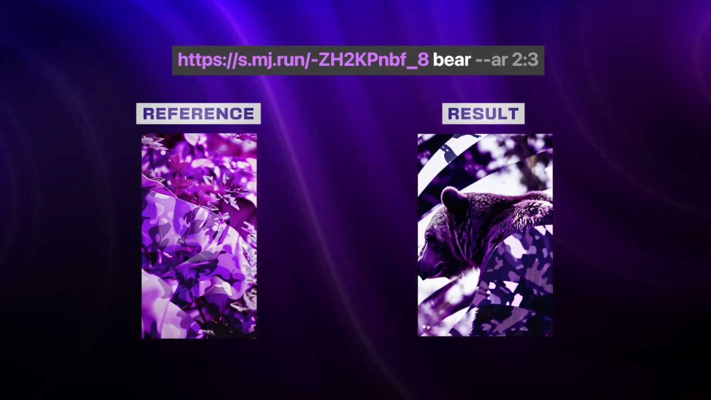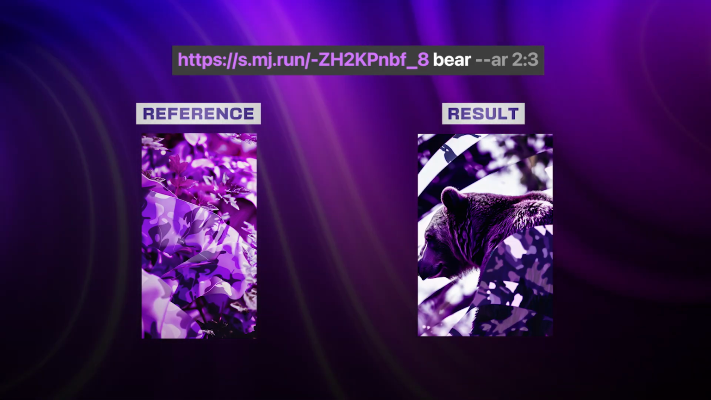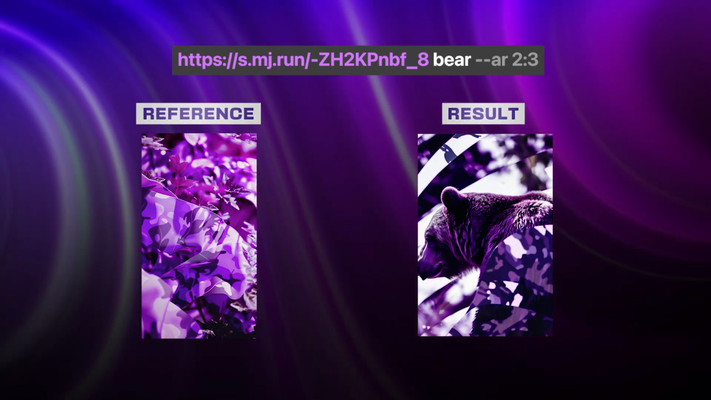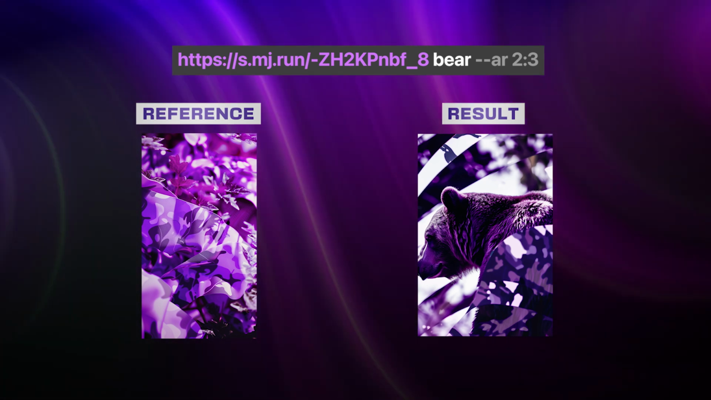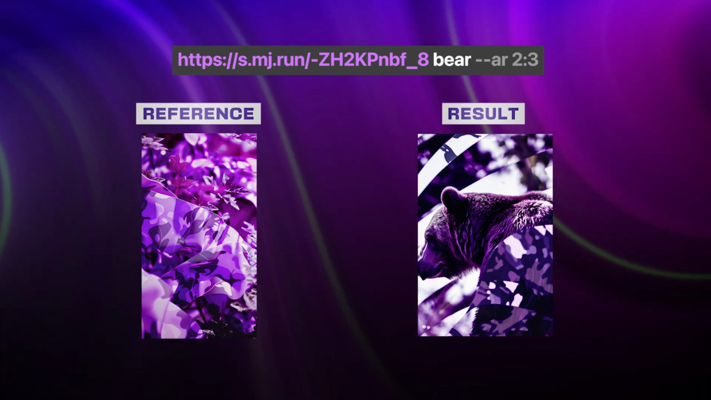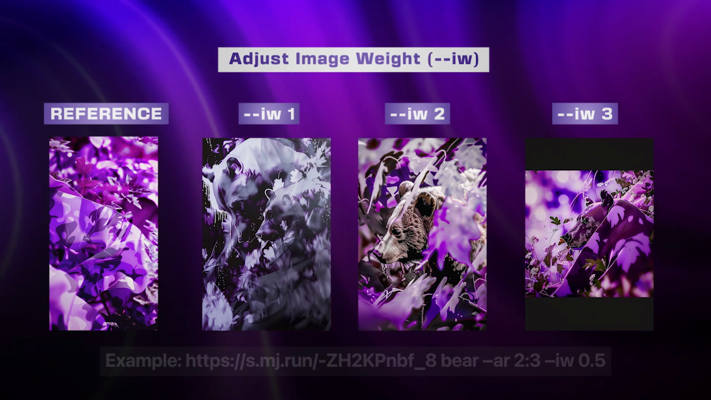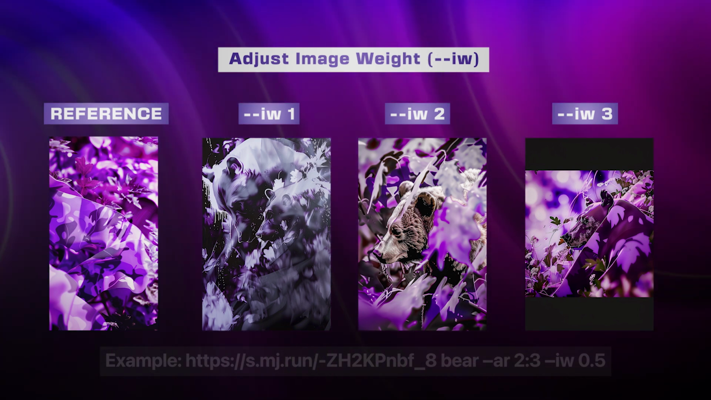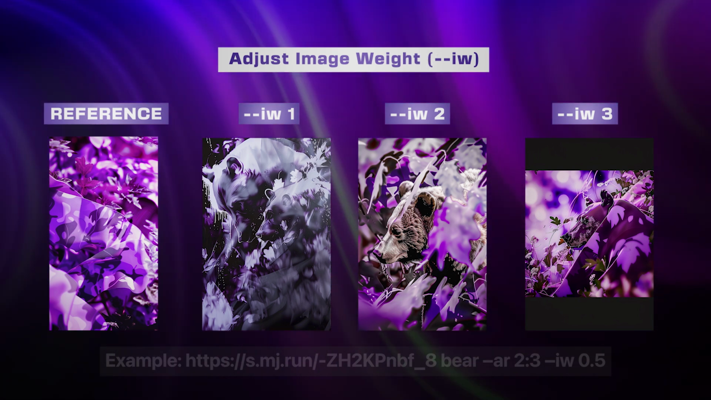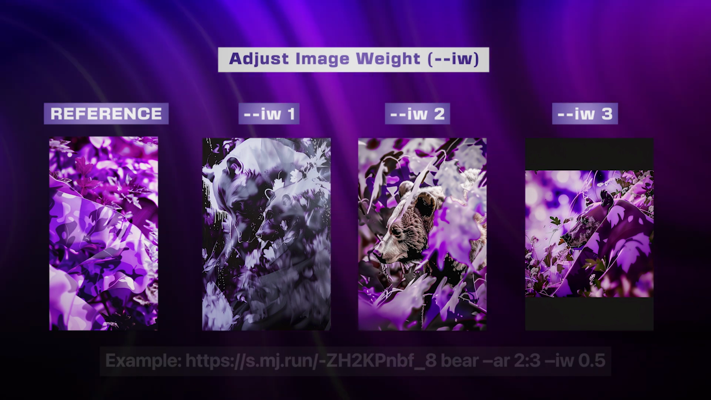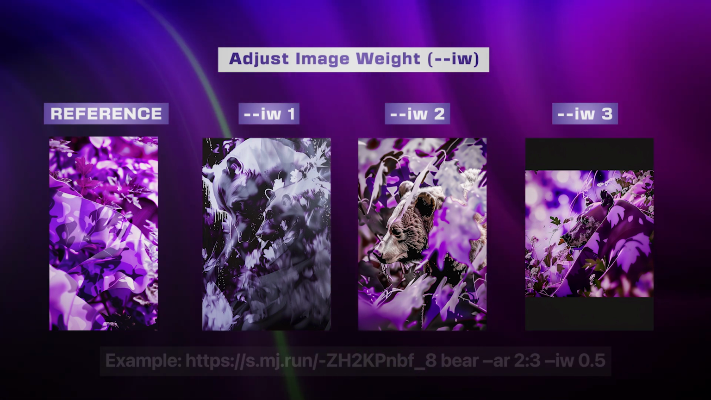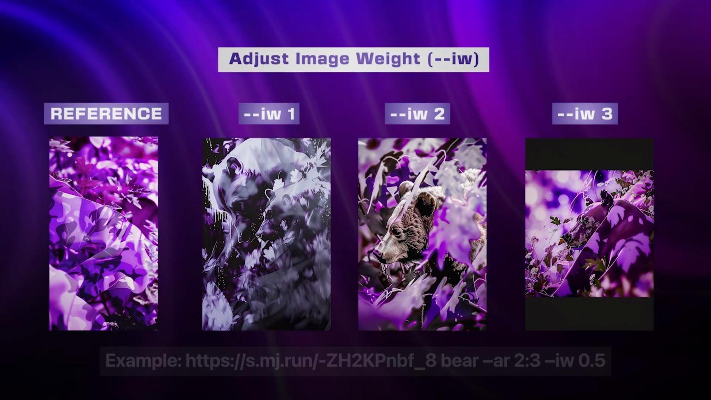For our first image, we're combining this purple camouflage pattern with the prompt bear. Midjourney combines the style and color of the reference image with the prompt to create this result. You can tell Midjourney how much to listen to the reference image by adding the image weight parameter to the end of your prompt. This is --iw and then a number from 0 to 3 using decimals. In Midjourney version 6, the default value is 1.